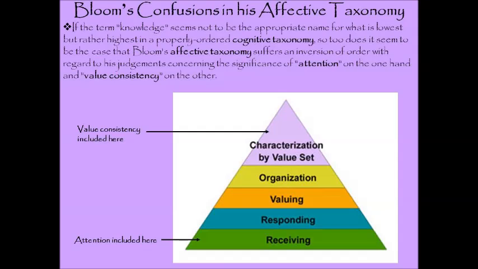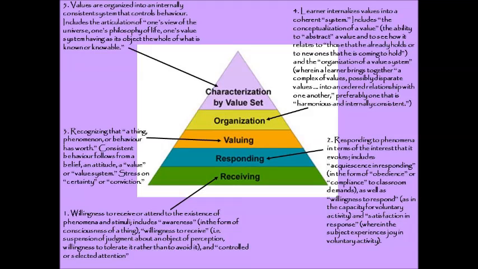You can study that if you want. Pause it and look at it. You can see attention at the bottom, value consistency at the top. You can see how everything's organized here on this next slide, what each term means according to Bloom's own criteria. This is just taken out of his work. You can read that. Pause the screen if you need to read through the various levels of the taxonomy.